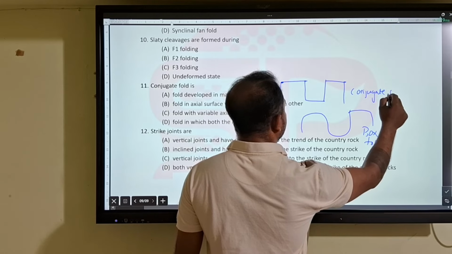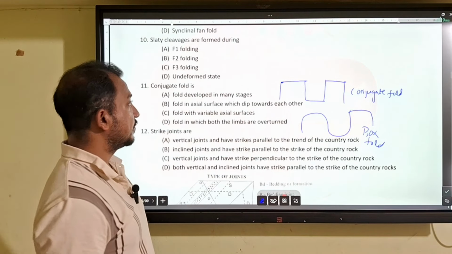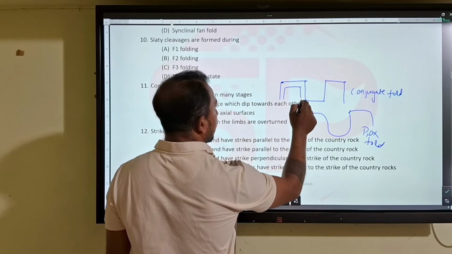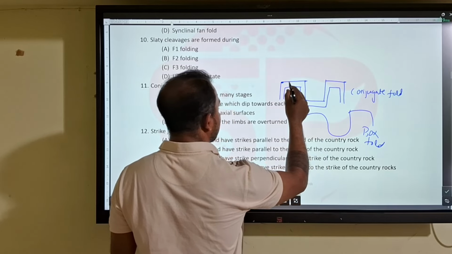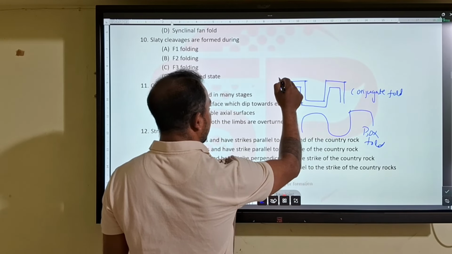Okay, let's see the options. Fold developed in many stages. So it is not produced by many stages. Fold in which axial surfaces dip towards each other. If you put the axial surfaces here, there will be two axial surfaces. One is like this, another is like this. So here you can see the axial surfaces dip towards each other. So this will be the correct option.